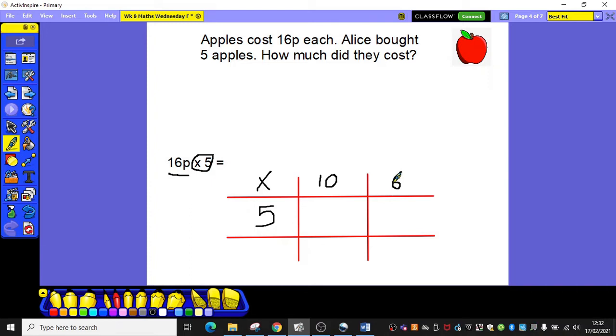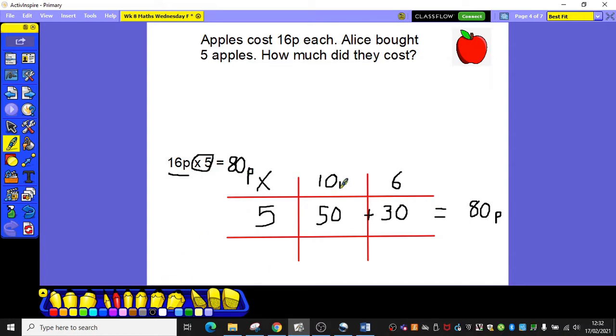For the purpose of calculating, I don't necessarily have to put my pence into this grid. 5 lots of 10 is 50, 5 lots of 6 is 30, and when I've added those back up, then I have made 80 pence. Okay, so I could very simply, because I know that I'm working in pence, just put my pence here at the end, but what I must do is when I put my final answer to the problem, I must show that as pence. That's really, really important.